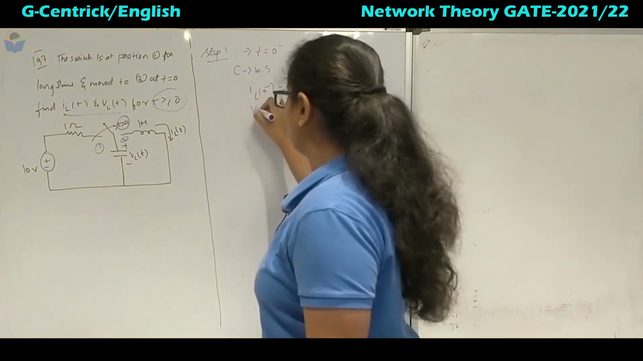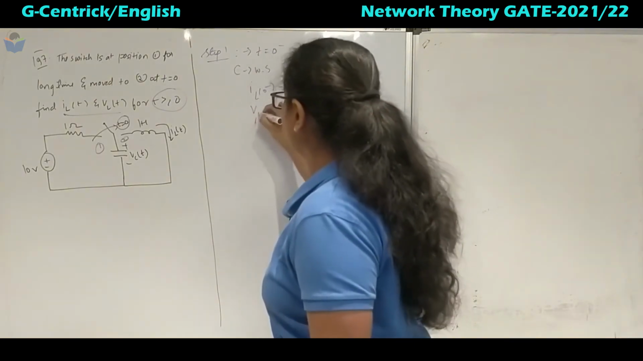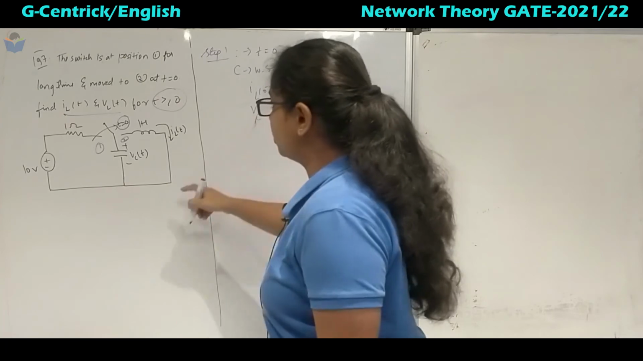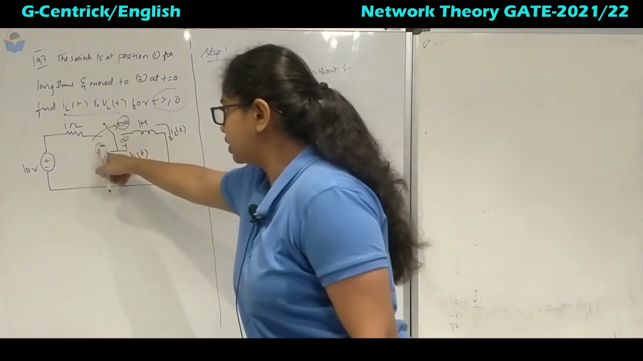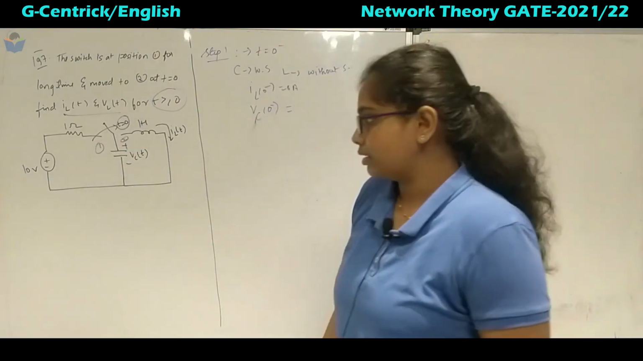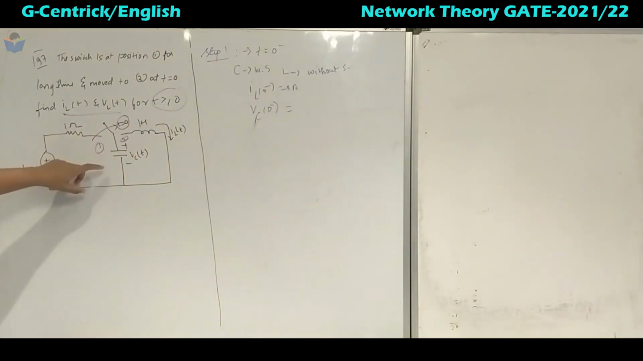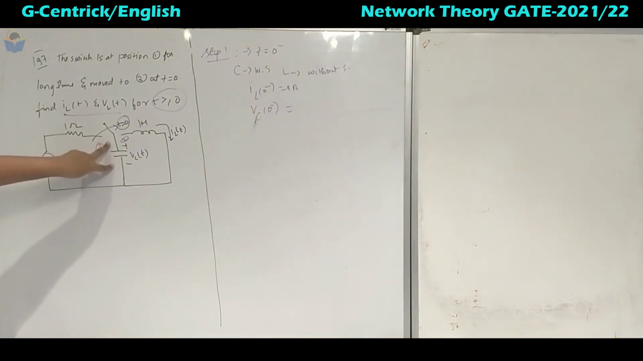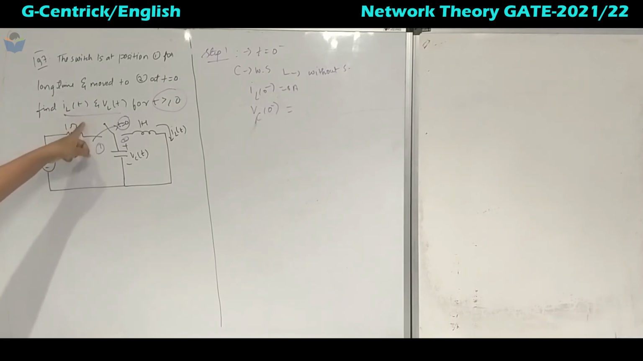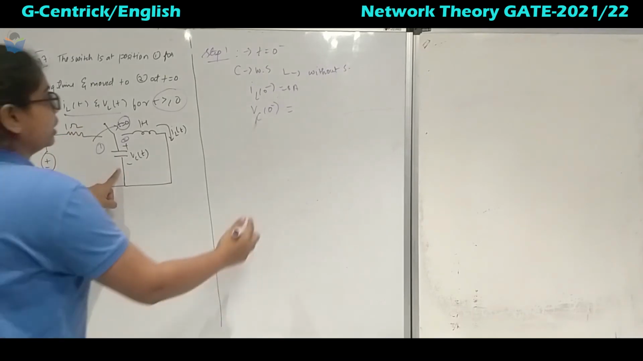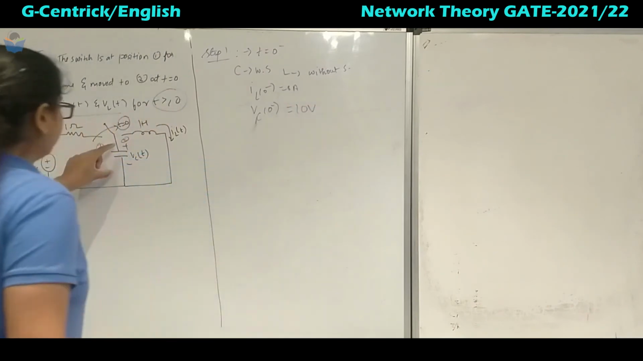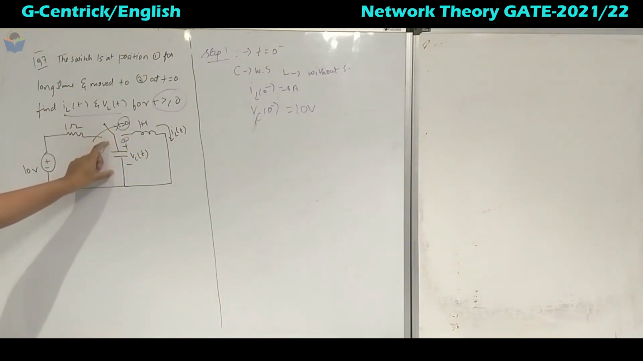So VC of 0 minus will be equal to, the switch is here. At that point this will be open circuit. When it is open circuit, the voltage drop will be 0 for this 1 ohm resistor. So whatever is here, the voltage will appear, that is 10 volt. So this is step 1.